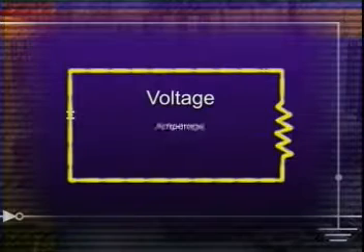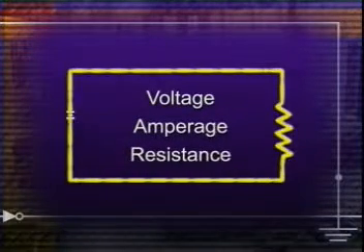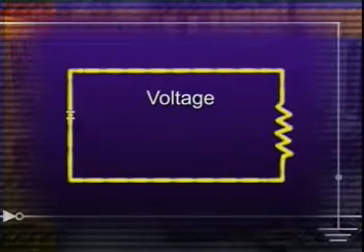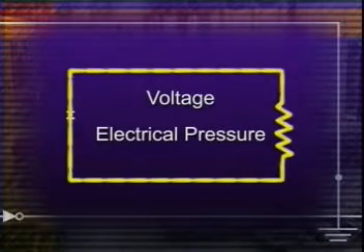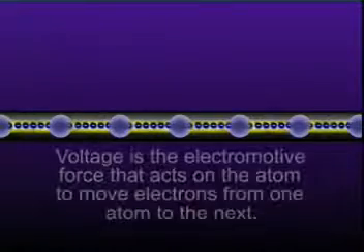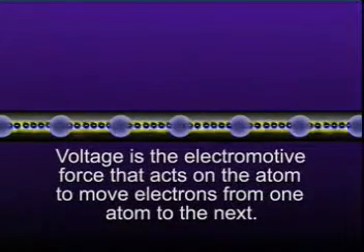There are always three factors that influence how a circuit operates: voltage, amperage, and resistance. Let's take a look at voltage. Voltage is best described as electrical pressure. To better understand this definition, it helps to remember what electricity is: the movement of electrons through a conductor. Voltage is the electromotive force that acts on the atom to move electrons from one atom to the next.